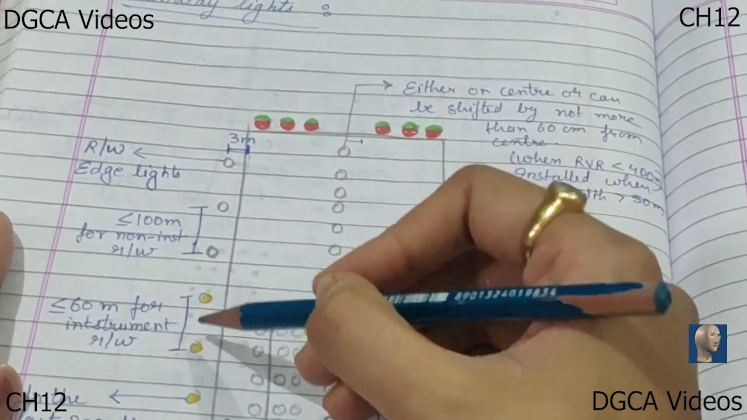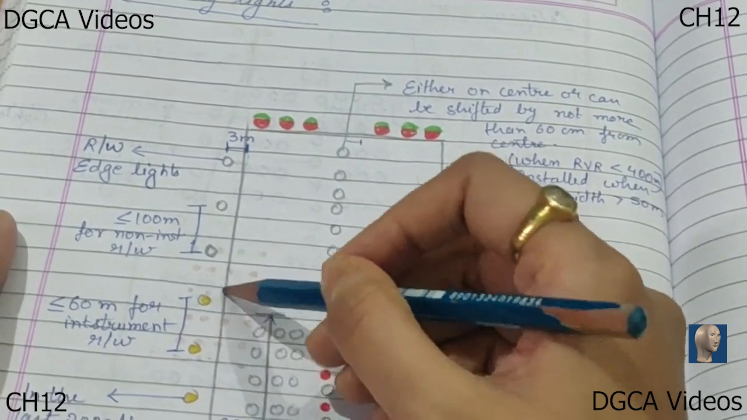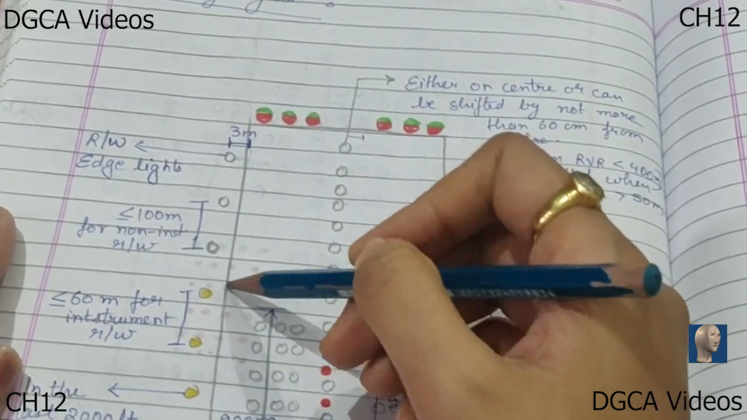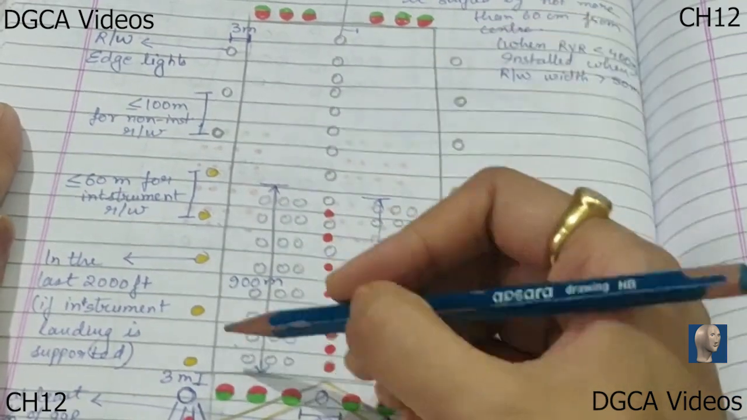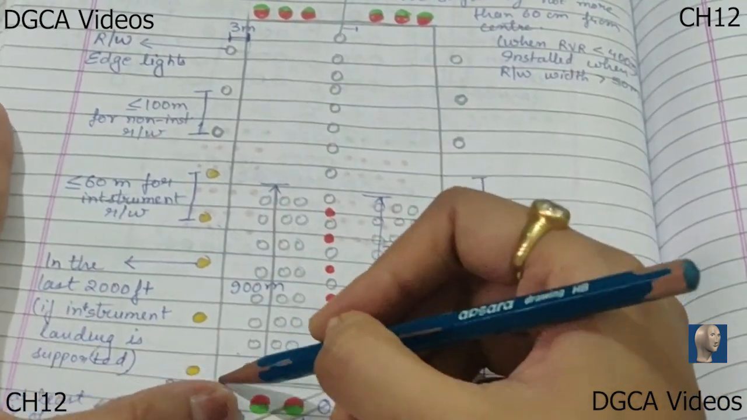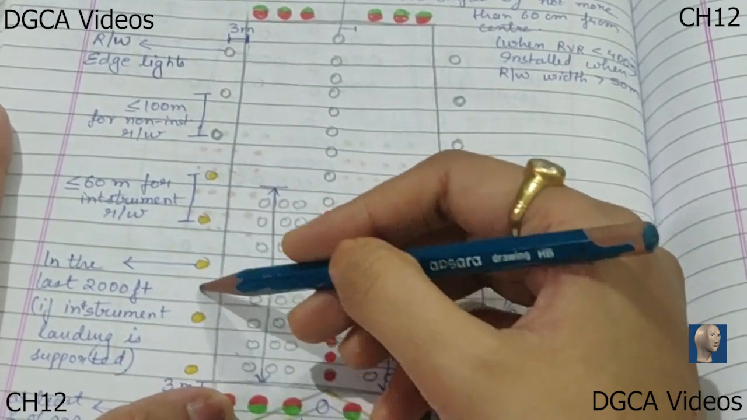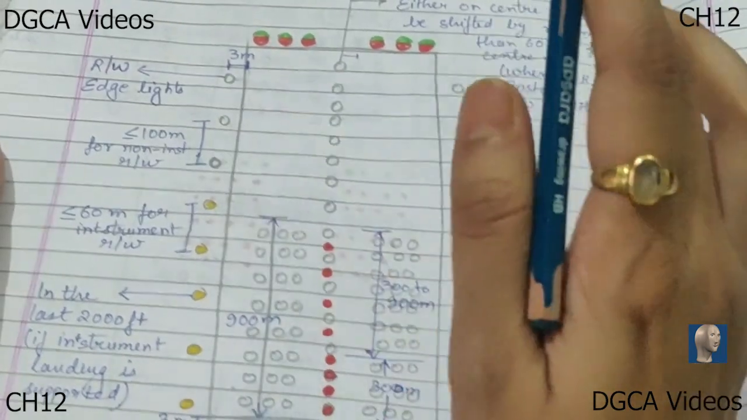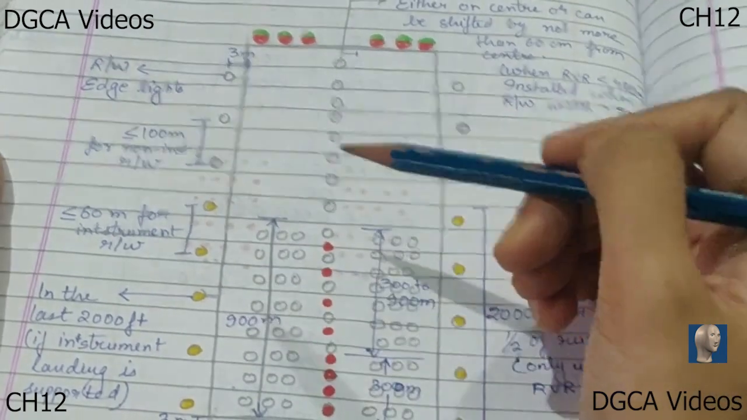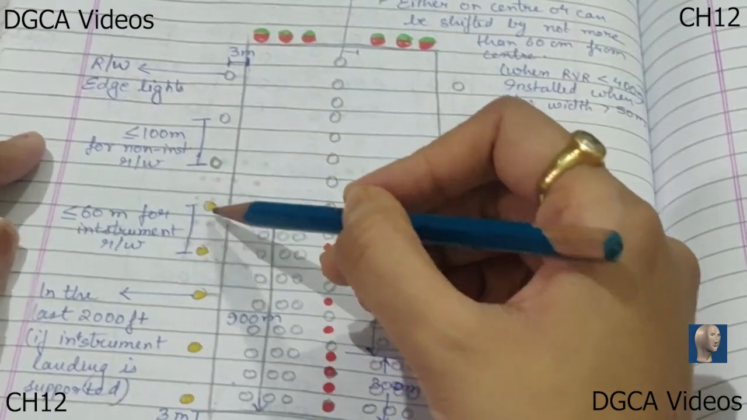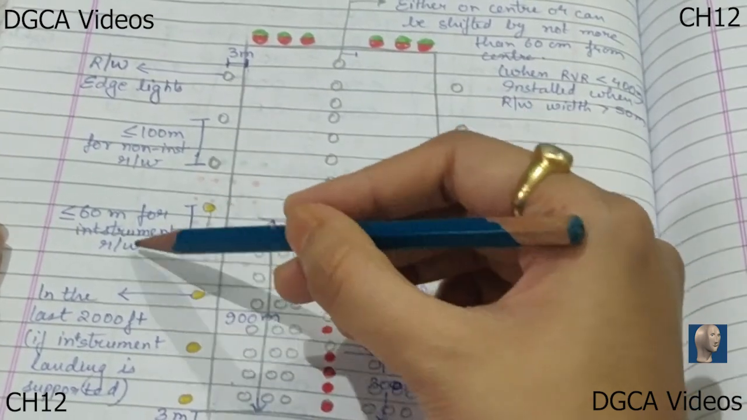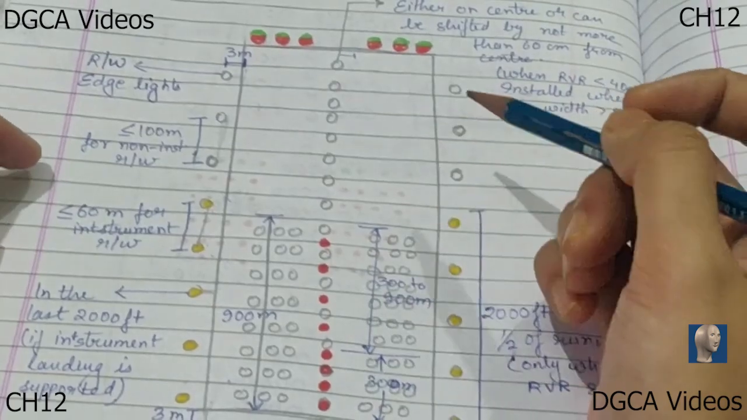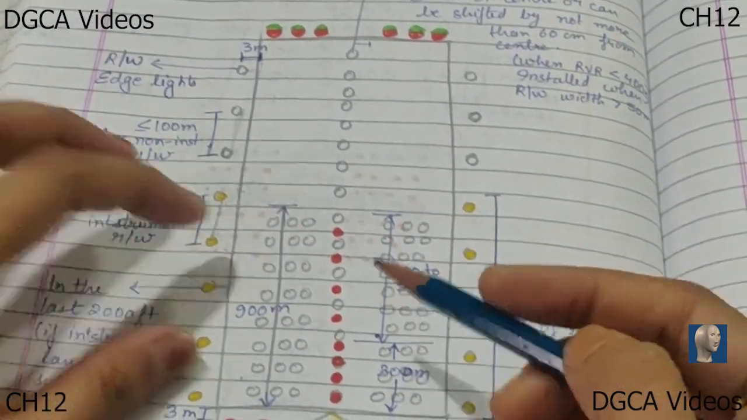Okay, and also the yellow color, if you see, these are the ones in which the instrument landing system is supported. So if a runway supports an instrument landing system, in that case, for the first 2000 meter, from the end of the runway to 2000 meter, the amber color runway edge lights are there, and then white color edge lights are there. And in the normal runway, white color edge lights are there. Again, in this also 3 meter is this distance, and this distance will be 60 meter for the instrument runway, and for the normal non-instrument runway, this distance will be 100 meter.